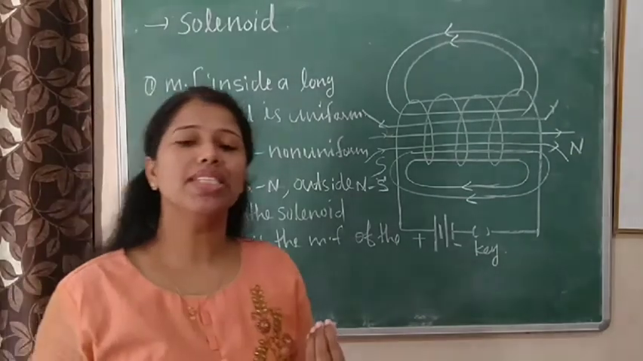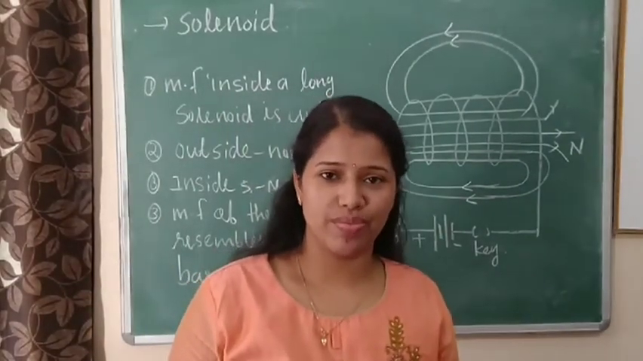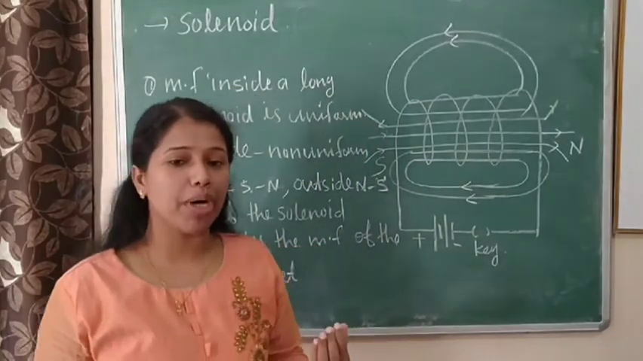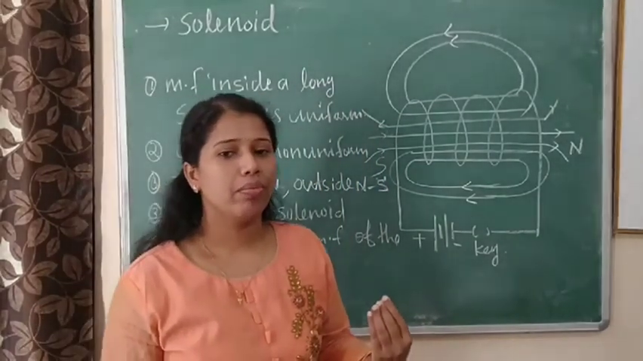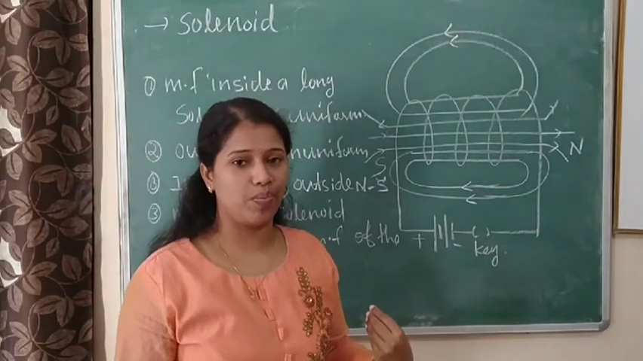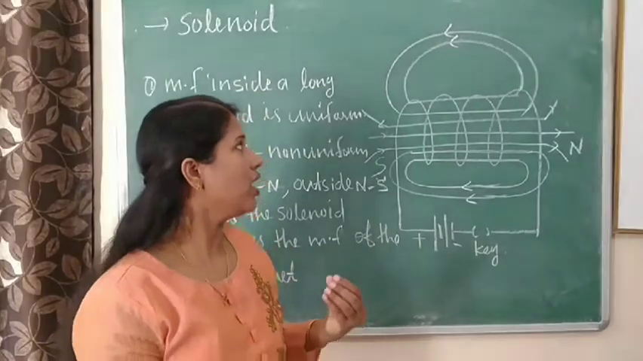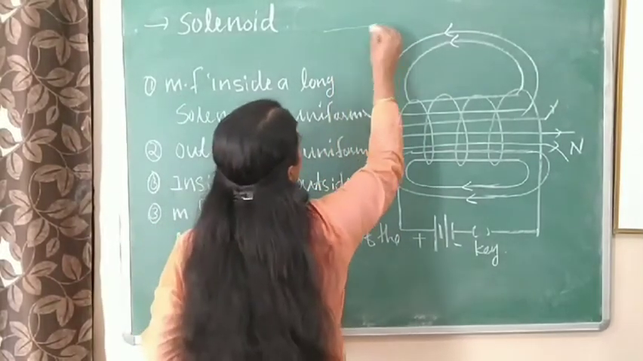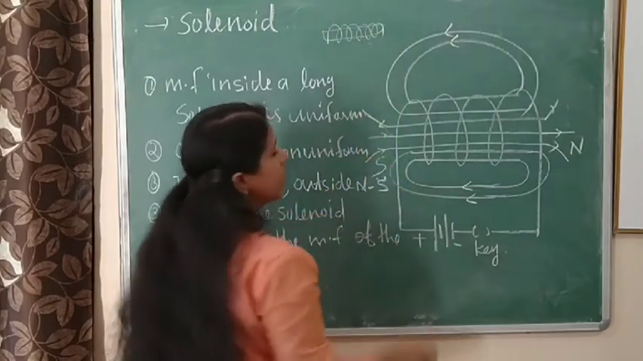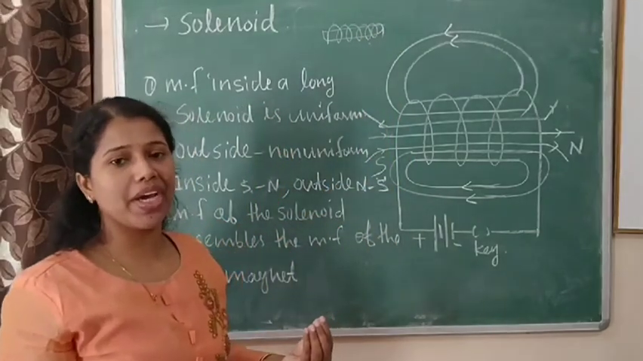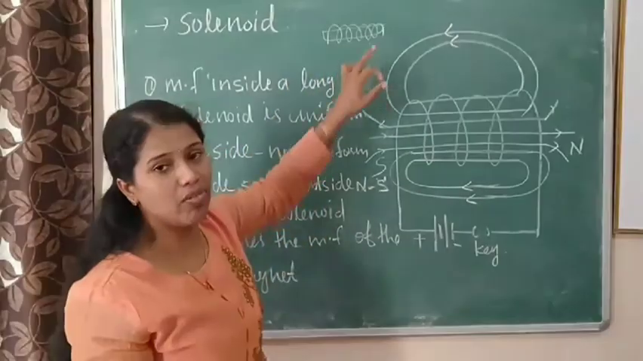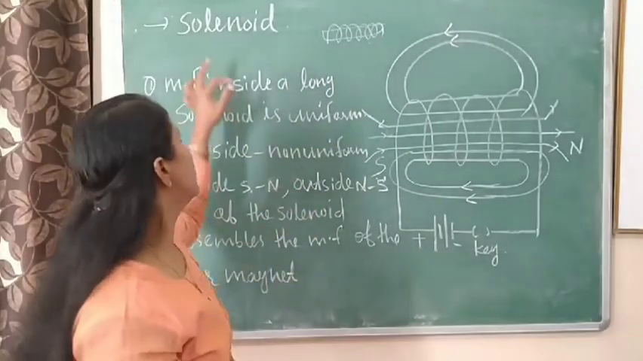What is meant by solenoid? Solenoid. It is a coil of insulated copper wire wound closely in a cylindrical form. That is solenoid.